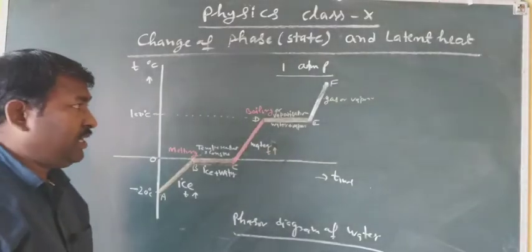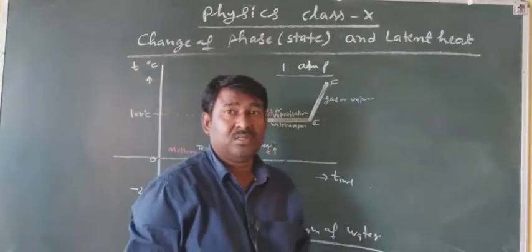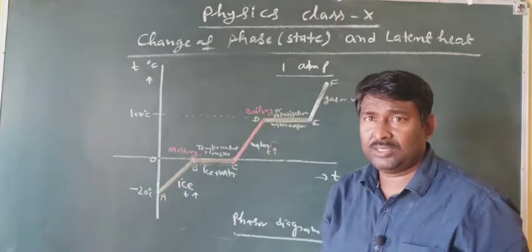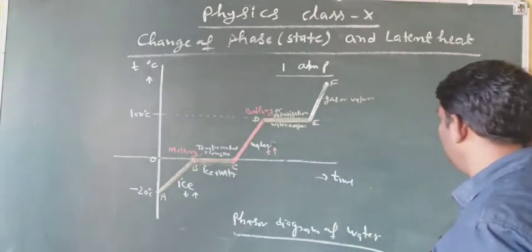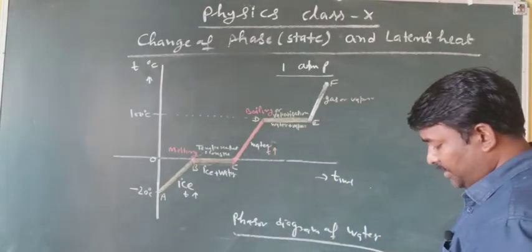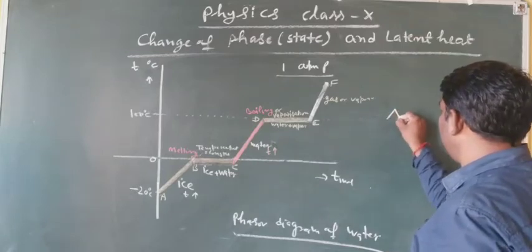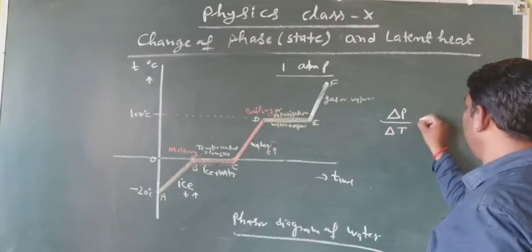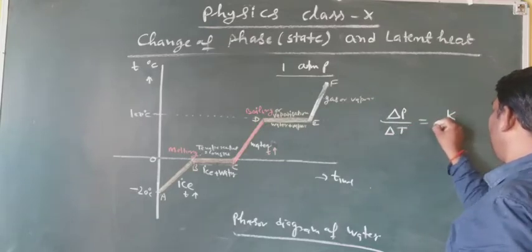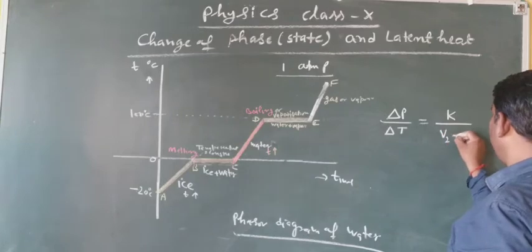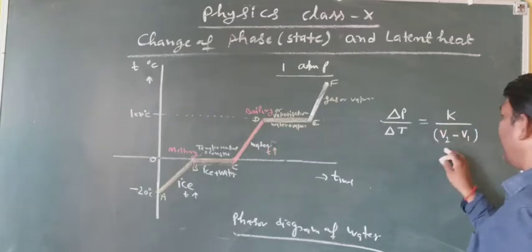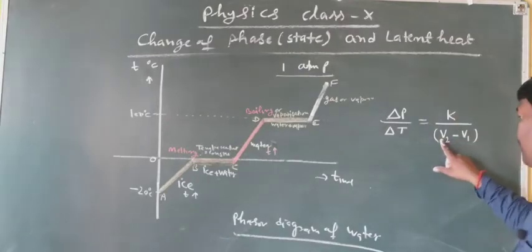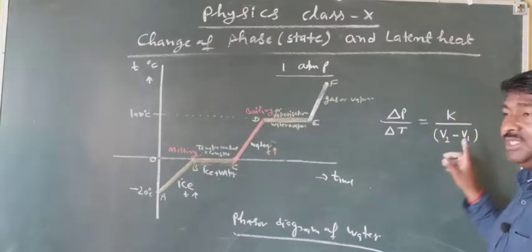Now the point is the effect of pressure on the melting point and boiling point. So you should learn a formula that I am writing here. Change in pressure upon change in temperature is equal to a constant value upon V2 minus V1. By using this formula, it is obvious that if V2 is greater than V1, what is V1?